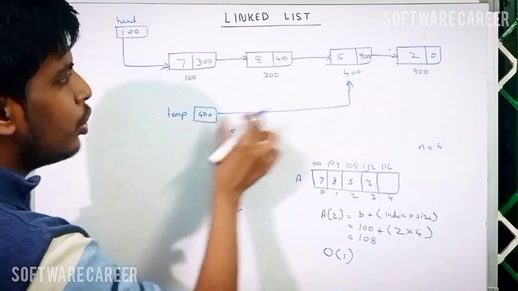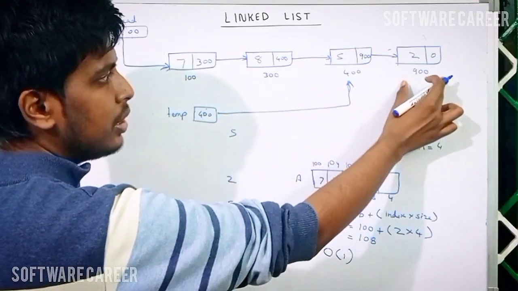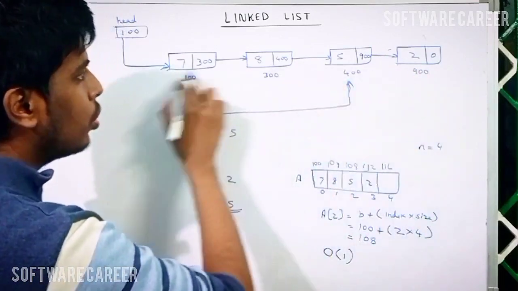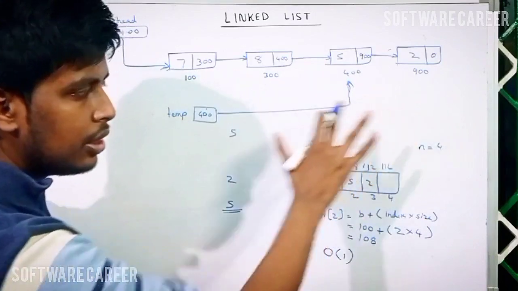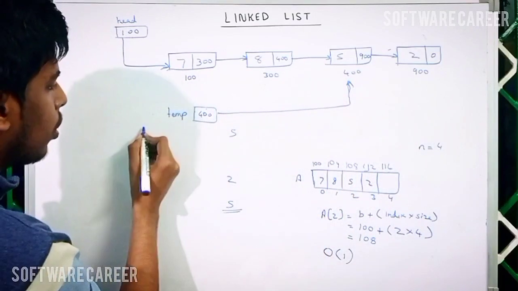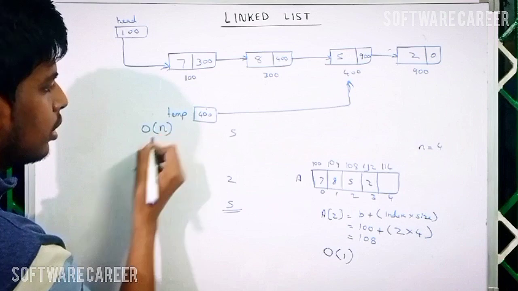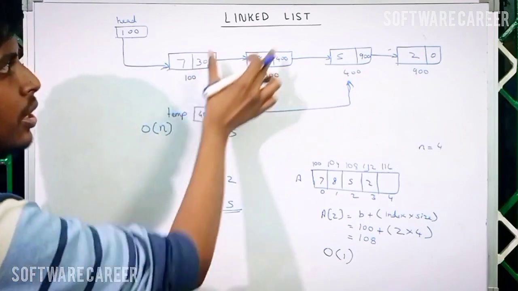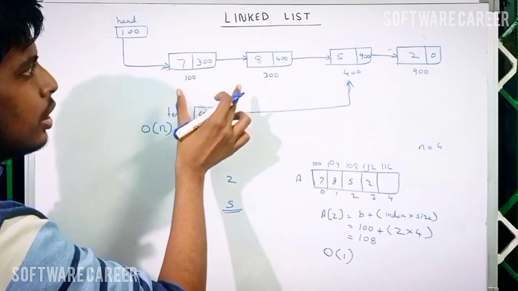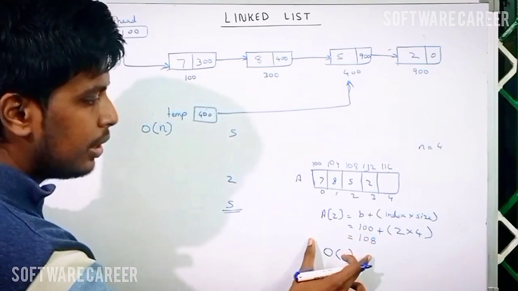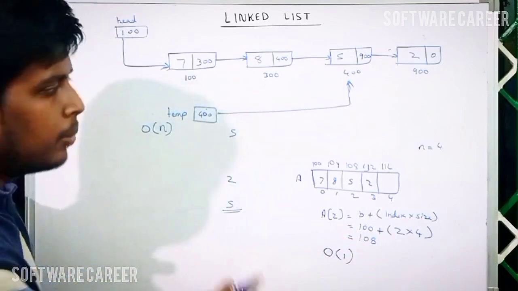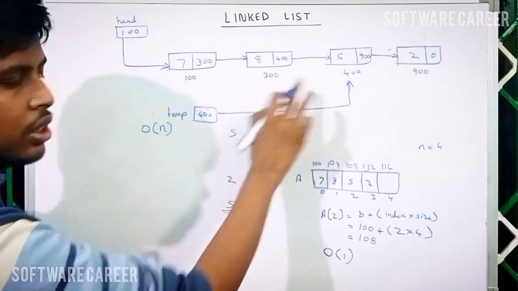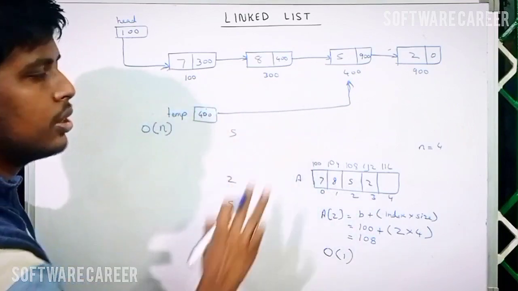Suppose you want to find the element present at the last index, you should travel through all the elements present in the linked list. So it takes O of n. So the time complexity is O of n for accessing an element in a linked list. This is the drawback of a linked list. An array takes less time, constant time. But in a linked list you should travel the whole linked list, all the nodes.